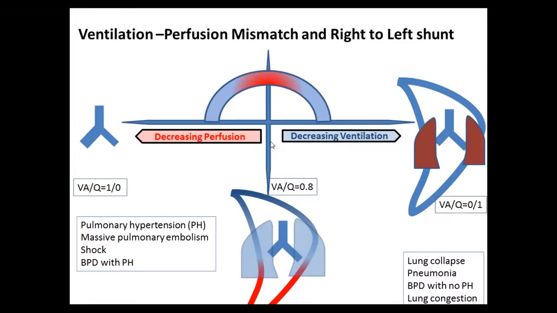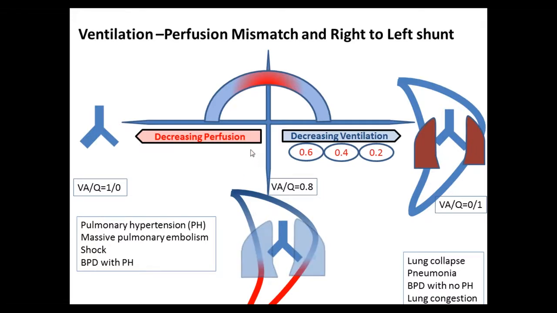Then if the ventilation is reduced because of any lung disease like lung collapse, pneumonia, chronic lung disease, in this situation the ventilation will be reduced but perfusion will not be affected. Then the ratio between ventilation and perfusion will be reduced to 0.6, 0.4, 0.2. At the end you have 0/1, which is 0. You have 0 ventilation, which is impossible to happen in a subject who is still alive.